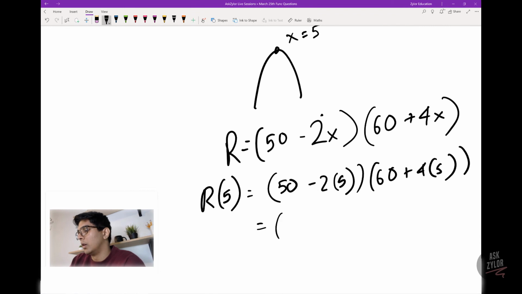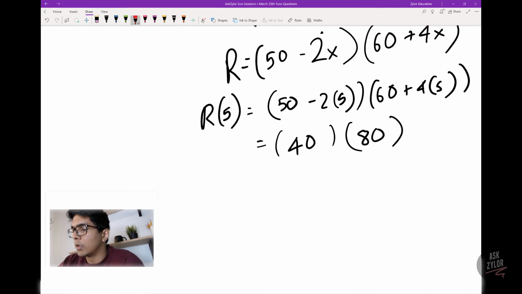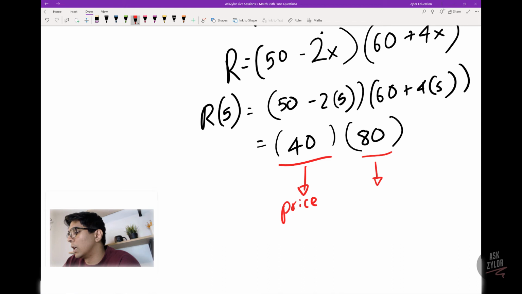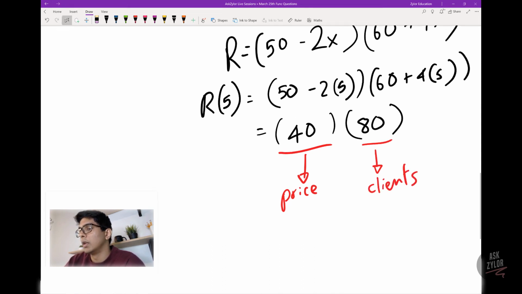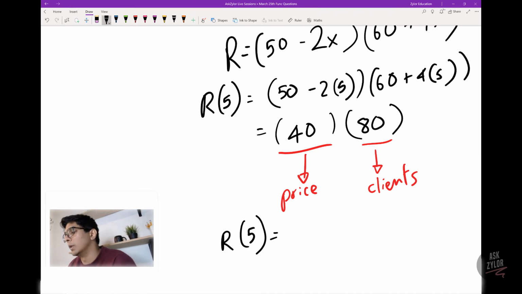Right? So this simplifies to 40, this simplifies to 80. So what does this mean? This is telling me the price they should be charging to get maximum revenue. This is how many clients they will have at maximum revenue. So the final question is asking me what is the maximum revenue. So it's 40 times 80, which is just 3200. So 3200.